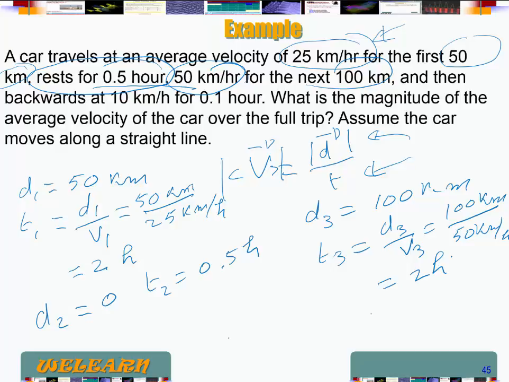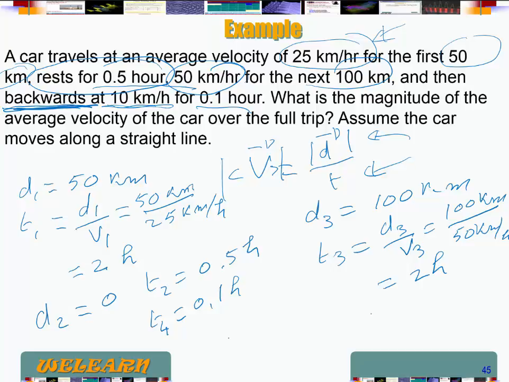The last step, they tell us, backward at 10 kilometers per hour for 0.1 hours. So we have to pay attention to the word backwards here. Backwards meaning that my displacement is negative. My velocity is negative. When we say 10 kilometers per hour, it's actually minus 10 kilometers per hour. The minus accounts for the backward direction. We are given the time. So in this case, T4 is given, 0.1 hours.